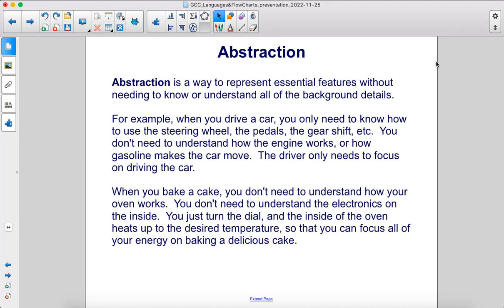Abstraction is a way to represent essential features without needing to know or understand all of the background details. For example, when you drive a car, you only need to know how to use the steering wheel, the pedals, the gear shift, etc. You don't need to understand how the engine works or how gasoline makes the car move. The driver only needs to focus on driving the car. When you bake a cake, you don't need to understand how your oven works. You don't need to understand the electronics on the inside. You just turn the dial and the inside of the oven heats up to the desired temperature so that you can focus all of your energy on baking a delicious cake.